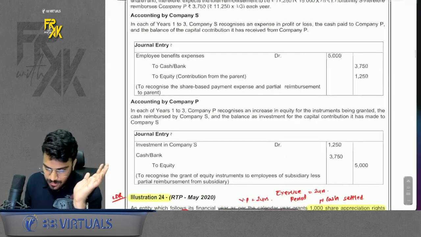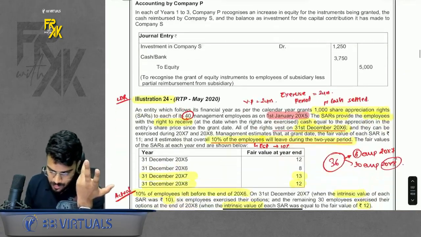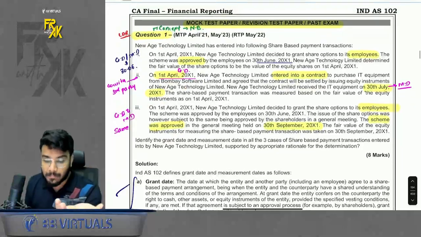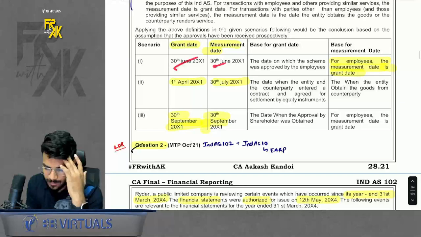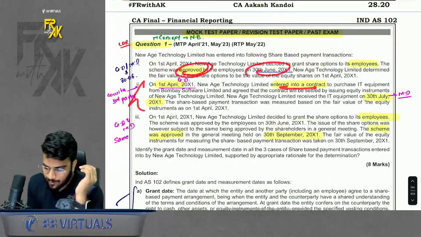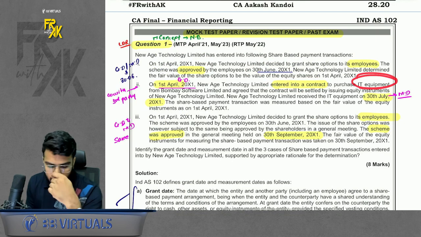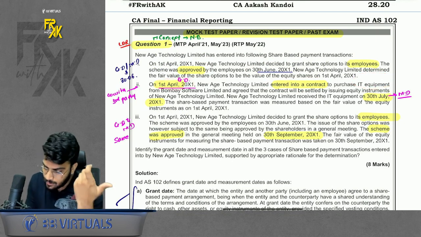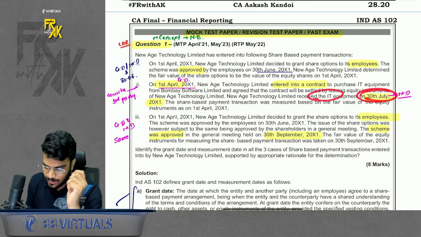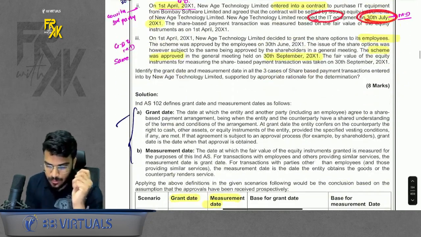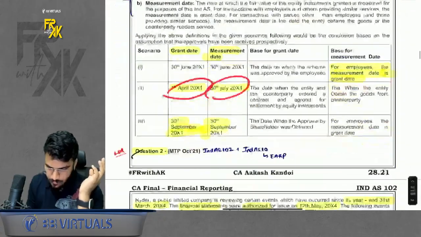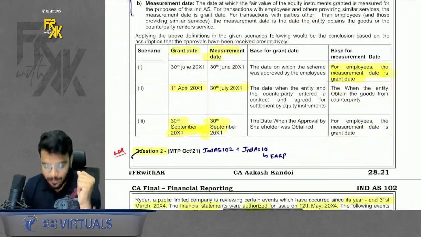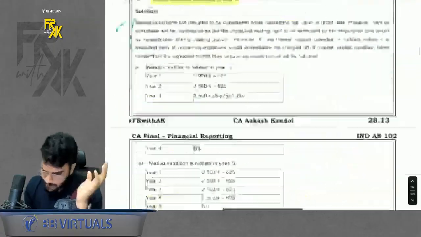Do remember. Based on this, we have one question, question number 1 of MTB RTP, if you want to see. See, in the first case, it is said that for employees, final approval was there on 30th June. So in case of employees, grant date and measurement date are the same. Second, we entered into a contract with a third party to purchase IT equipment. Contract entered 1st April, grant date 1st April, but equipment was received on 30th July. So measurement date is 30th July. Simple. Third case, employees, final approval was done on 30th September. So in employees' case, both dates are going to be the same. Simple, right? Okay. So this was the revision of Ind AS 102.